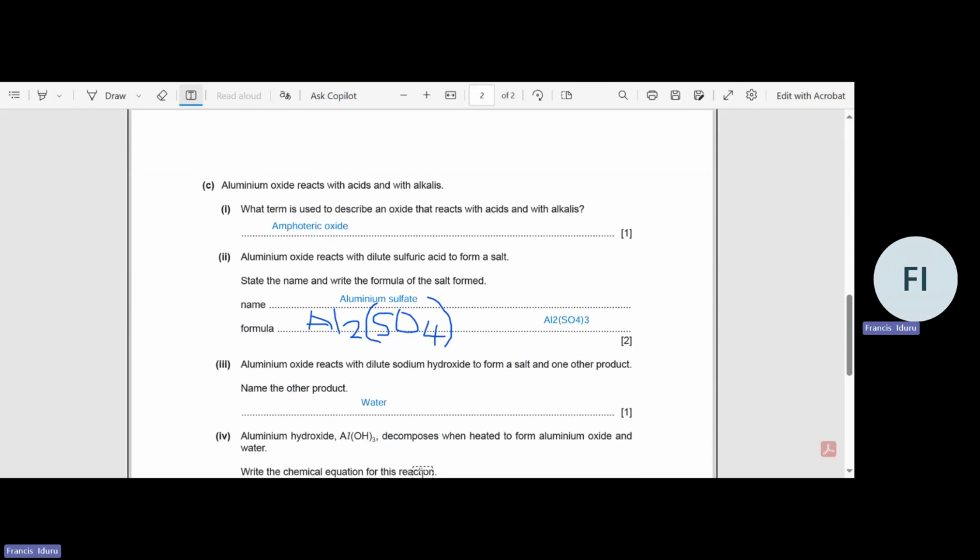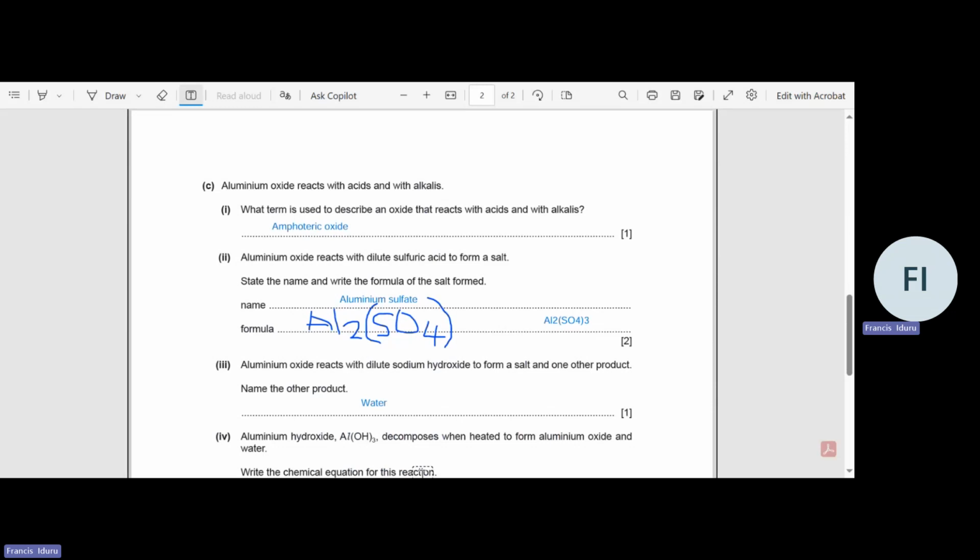Aluminium oxide reacts with acids and alkalis. What term is used to describe an oxide that reacts with acid and with alkalis? Of course, that is an amphoteric oxide. And the process is amphoterism.